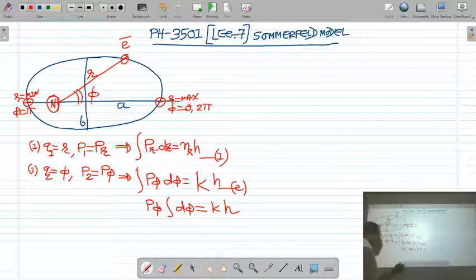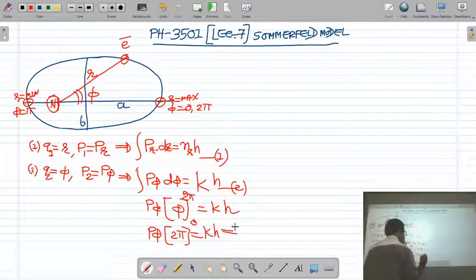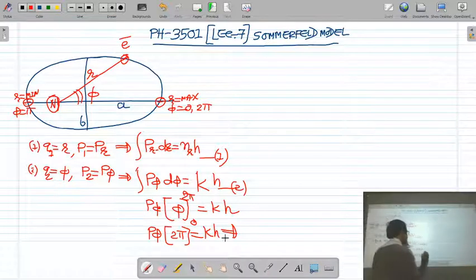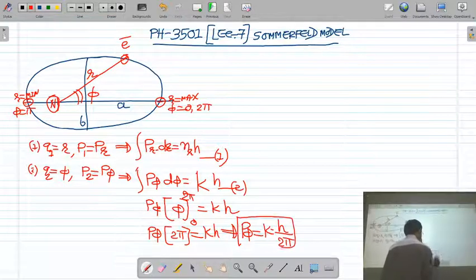You know very well this integral of d phi is nothing but phi, with the limit of the phi coordinate from 0 to 2 pi. So p phi into 2 pi is equal to kh. So angular momentum of the electron is kh upon 2 pi.